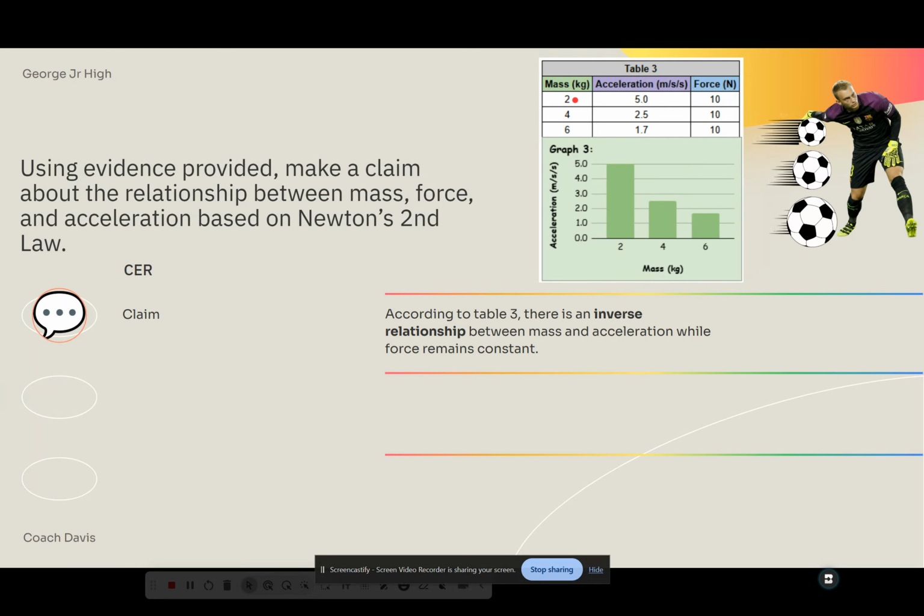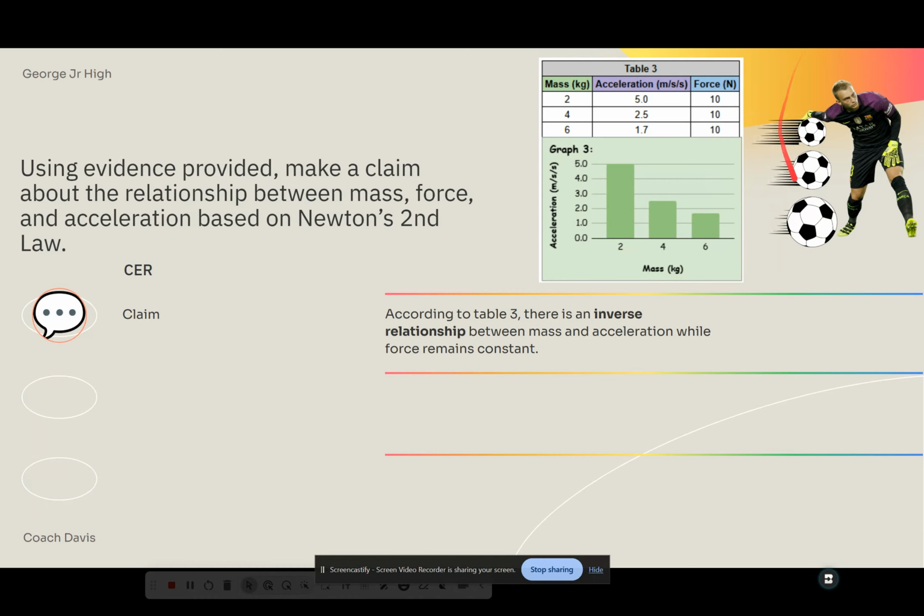We have our mass. It looks like our mass is going 2, 4, 6. It's increasing, and we can see that on the graph, 2, 4, 6. While the acceleration, 5, 2.5, 1.7, they're going down. This is the opposite of what we've seen before. Remember, when it goes up, it's a direct relationship, but when it's going down, it's decreasing. We call that an inverse relationship. So looks like we have an inverse relationship between mass and acceleration, while force is the same.